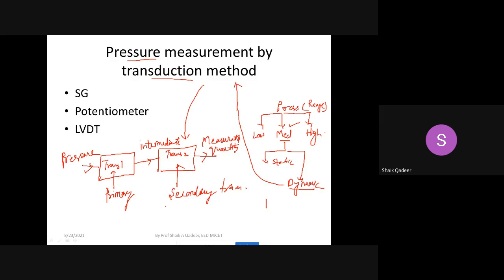Yes, sir. Yeah, next. So you see, now we have seen what is pressure measurement by transduction method. So the methods available to perform transduction operation are listed here. First method is strain gauge method. Second method is potentiometer method. Third method is LVDT, linear variable differential transformer. So can I proceed? Yes, sir.